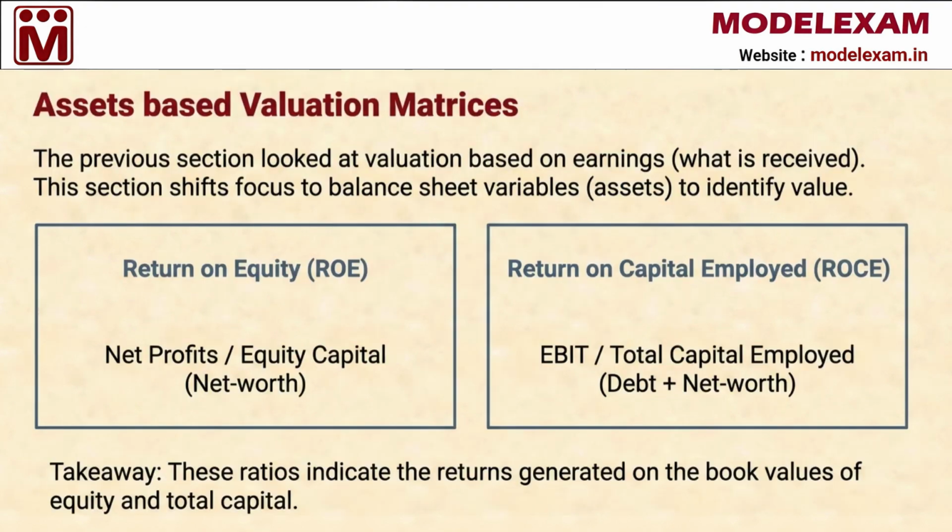To understand this, we need to recall two key ratios. First is return on equity or ROE, which equals net profits divided by equity capital. The second is return on capital employed or ROCE, which equals EBIT divided by total capital employed. Remember that total capital employed is simply debt plus net worth. These ratios tell us the returns generated on the book values of the company.